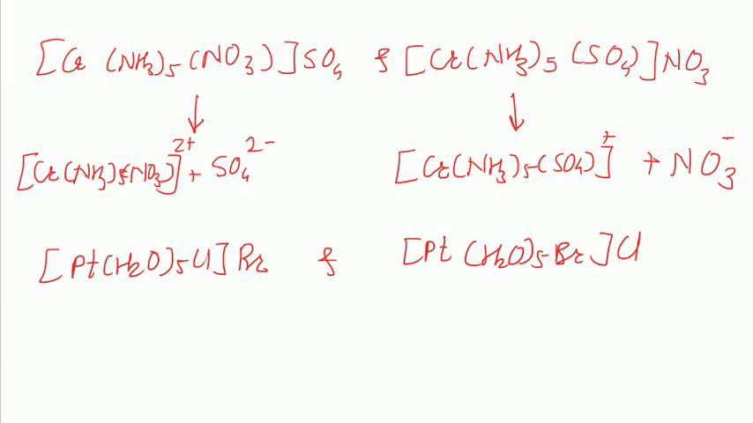So the second is hydrate isomerism. The second structural isomerism is hydrate isomerism. Now the compounds formed from the same complex molecule with the same number of water molecules, which can be present either as water of crystallization or attached to the central metal ion wholly or partly, are called hydrate isomers.